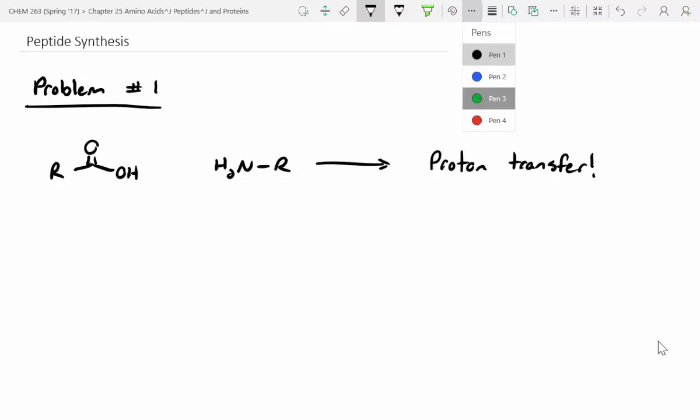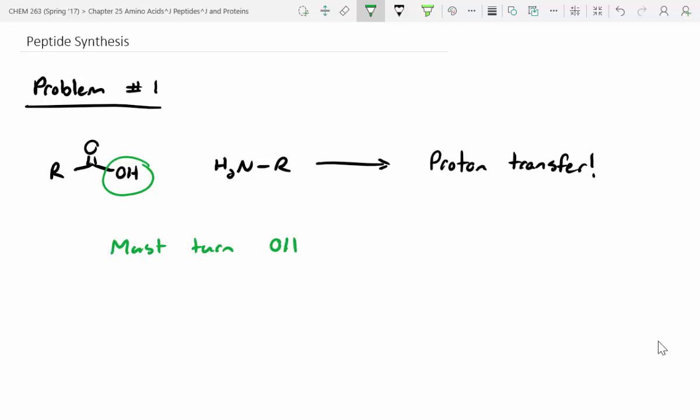So what would a good solution be in order to avoid this proton transfer? What could we maybe do to our carboxylic acid? Deprotonate it. Well, if we deprotonate it, we still can't do nucleophilic acyl substitution. This really isn't a good leaving group. Convert it to an acyl form. Yeah, exactly. So we must turn our OH on our carboxylic acid into a good leaving group.